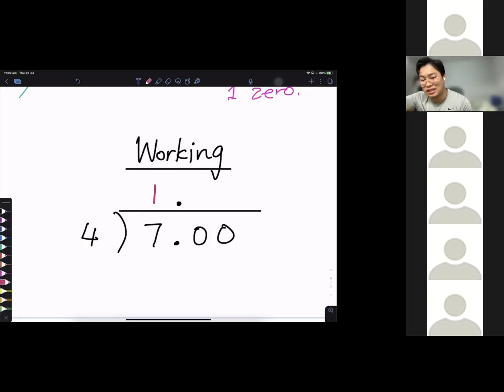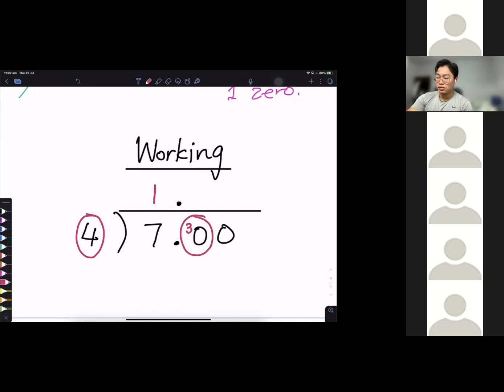And now we can get to 7, yeah? So how much do you have left over? How much do you have to count from 4 to get to 7? Yep, I heard a 3 there. So we write the 3 there. Okay, we carry the 3. Again, just ignore this. Imagine it's not even there, yeah? So how many times does 4 go into 30?